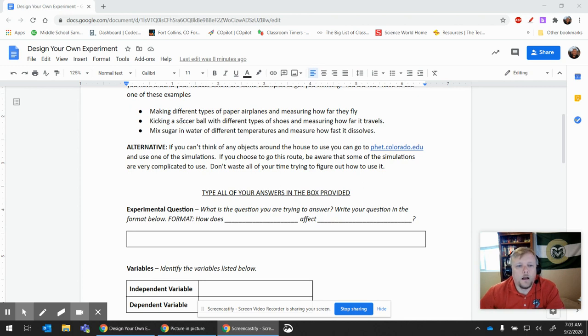Okay. Alternatively, if you can't think of anything to do with things in your house, you can go to phet.colorado.edu by clicking on this link and use one of the simulations. Just be careful if you choose to do this because some of the simulations are really complicated. I don't want you to spend like 2 hours just trying to figure out how to use it. Some of them are more simple, and so only do this if you don't have things around your house to use.